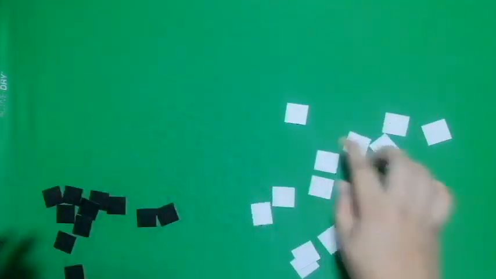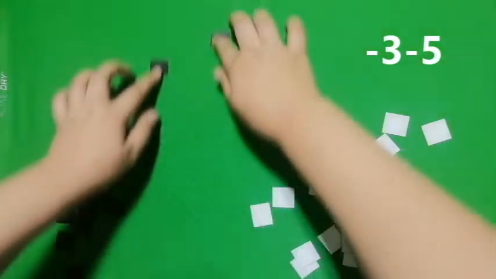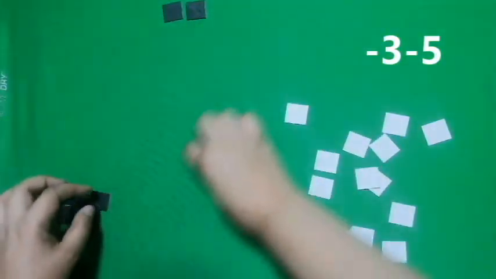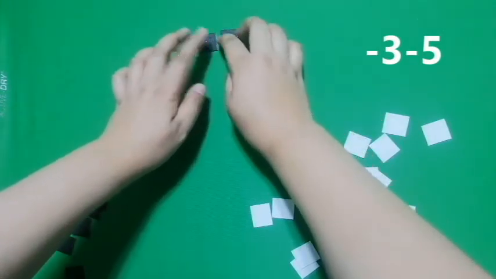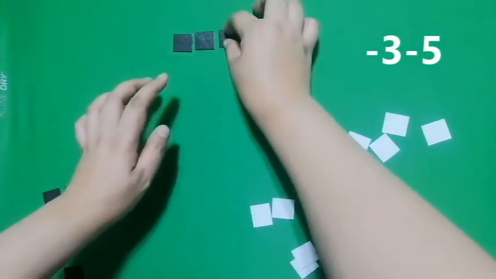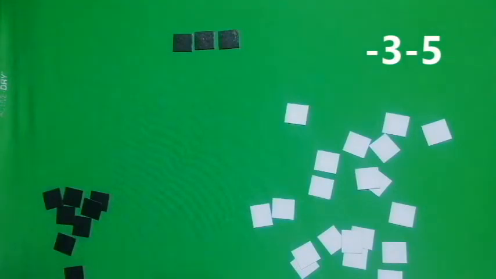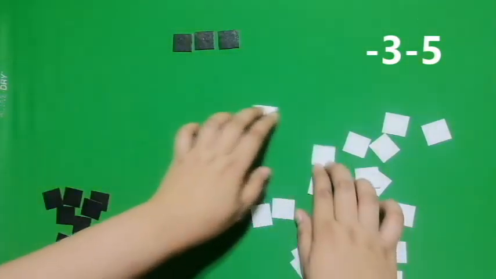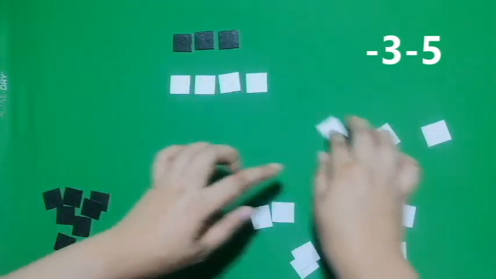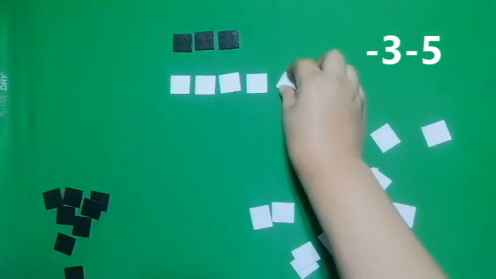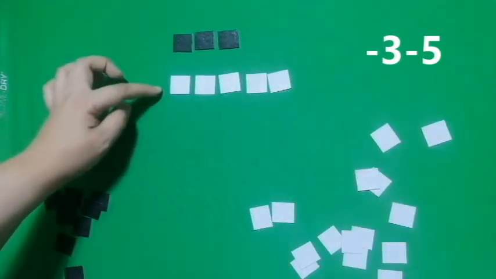How about negative 3 minus 5. Okay, negative 3. There you go. 3 black tiles minus 5. So, 5 is positive man, diba? So, we have 5 white tiles. Okay. Negative 3 minus 5. There you go. So, this is our minuend and this is our subtrahend.